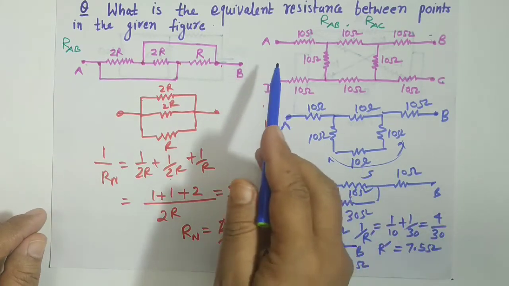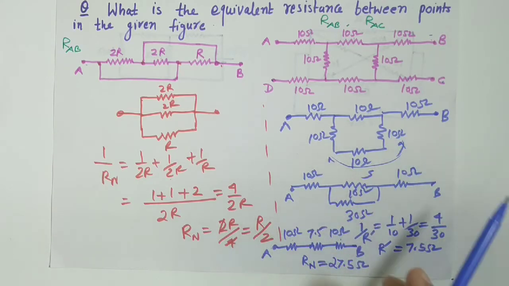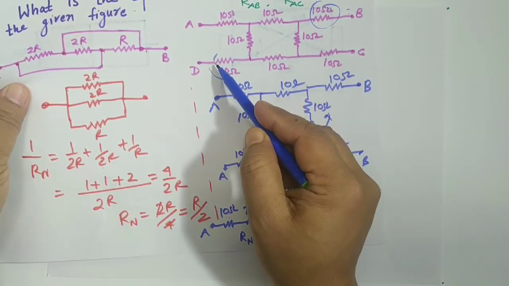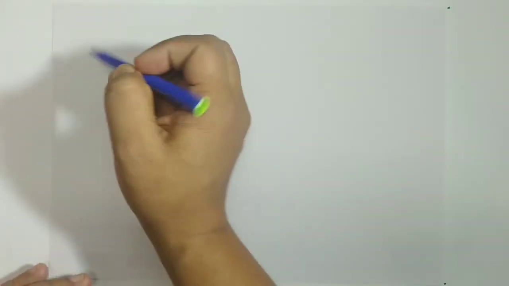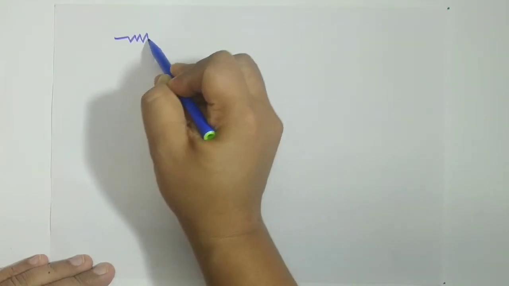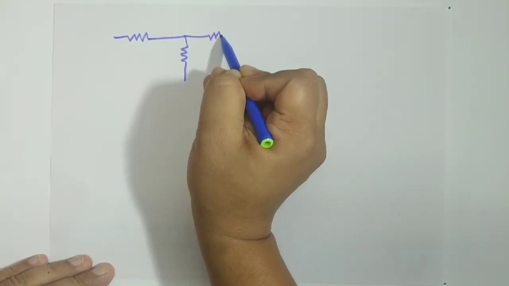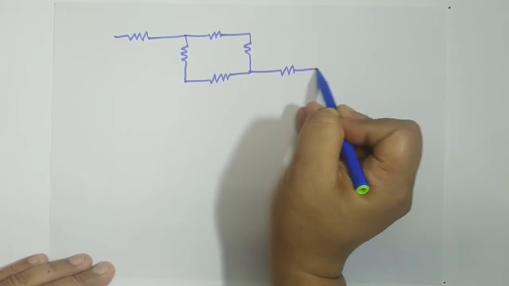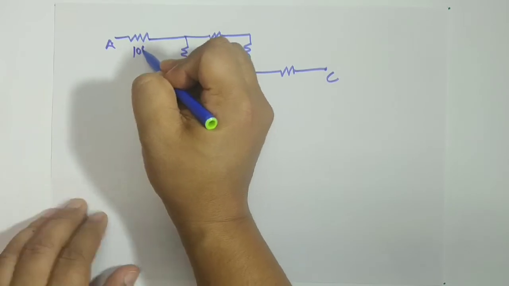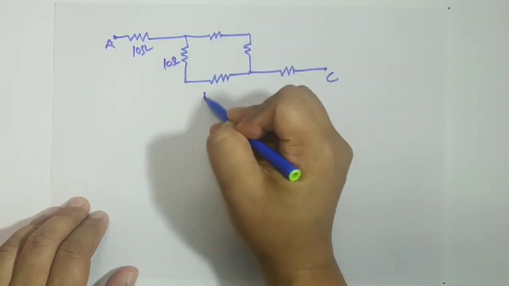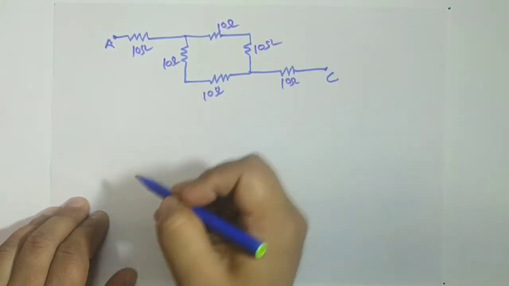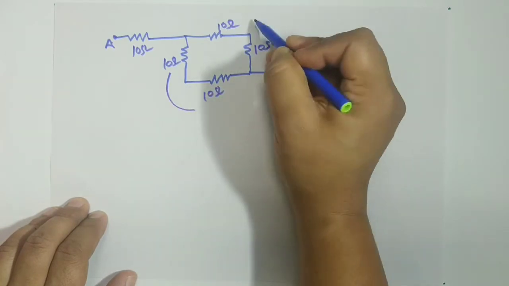Now you have to calculate between A and C. So now we have to take between A and C. So we'll leave D and B. So how are we going to take? Are you getting it? This will be like this, and this will be like this, and this is the A and C. We leave B and D. So all are of 10 ohm. This is 10 ohm, this is 10 ohm, this is 10 ohm, this is 10 ohm, 10 ohm and 10 ohm. Okay. Now we have to get these 2 are in what?